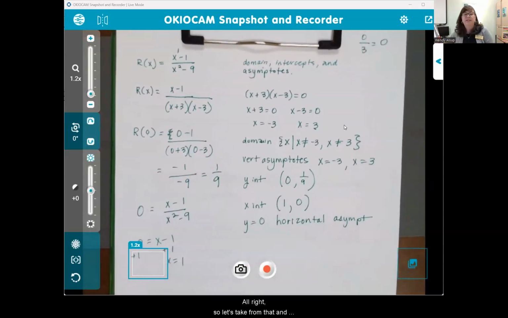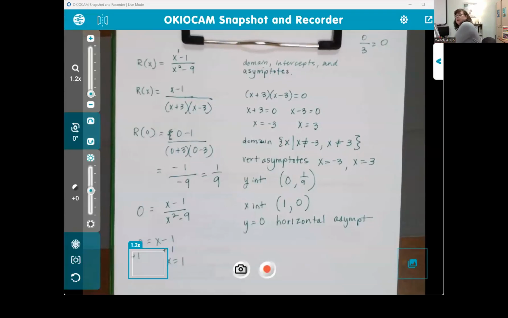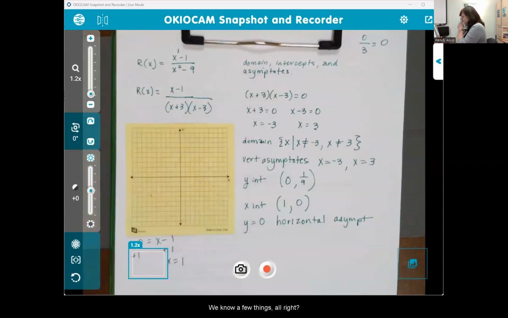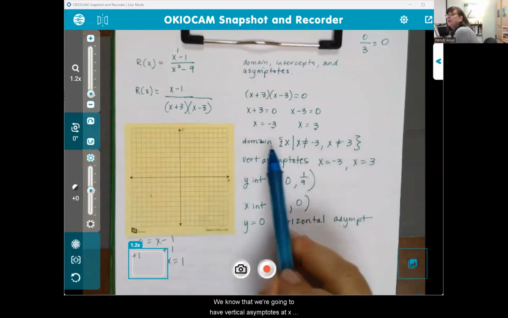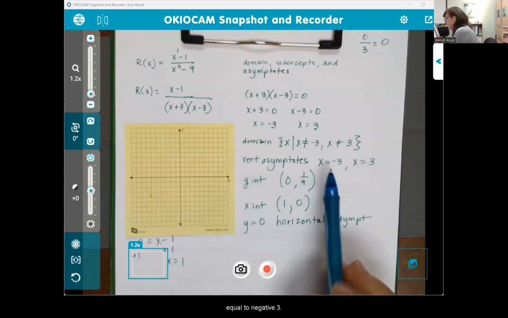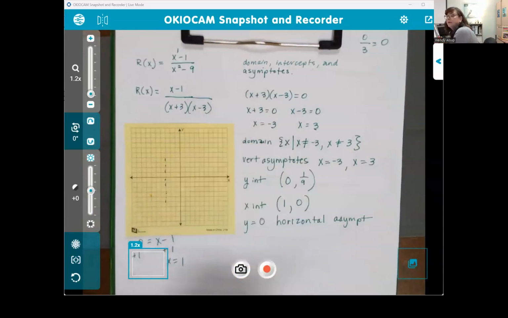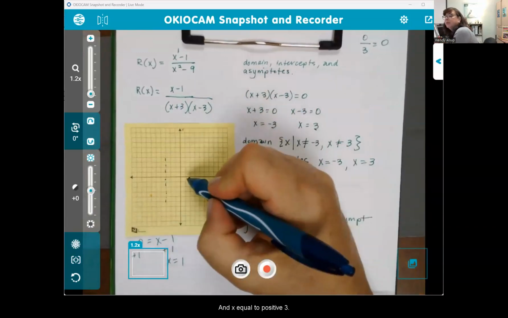All right, so let's take from that and put it together here. I'm just going to use, let's see if I can share this, one of my little graphing thingies. So here's what we know about this function. We know that we're going to have vertical asymptotes at x equal to -3. So 1, 2, 3, we've got a vertical asymptote here, and at x equal to +3, 1, 2, 3.